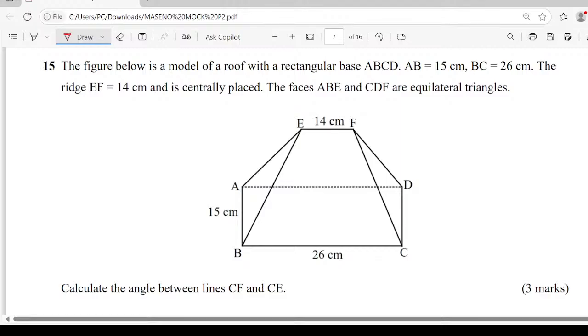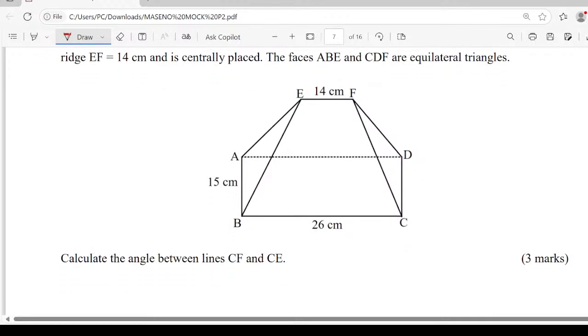Let's look at the second last question. The figure below is a model of a roof with a rectangular base ABCD. AB is 15 centimeters, BC is 26 centimeters, and the ridge EF is 14 centimeters and is centrally placed. The faces ABE and CDF are equilateral triangles. Calculate the angle between the line CF and CE. Remember, equilateral triangles, this means that CF is 15, and the same for this side, 15.